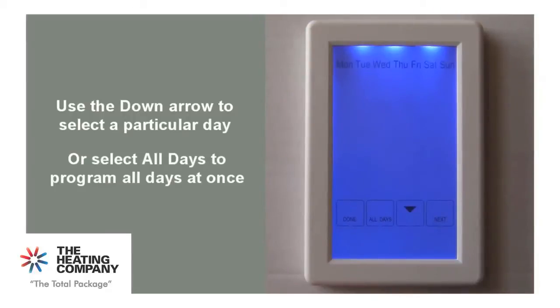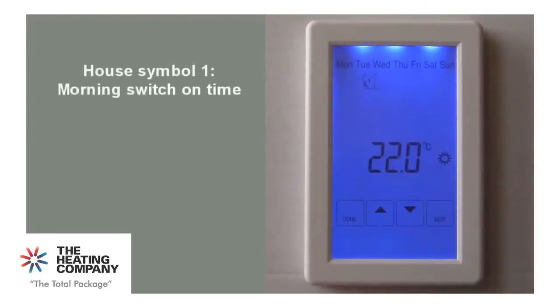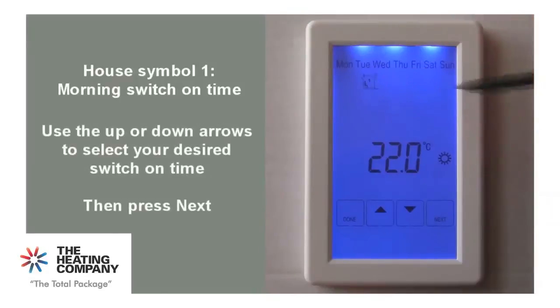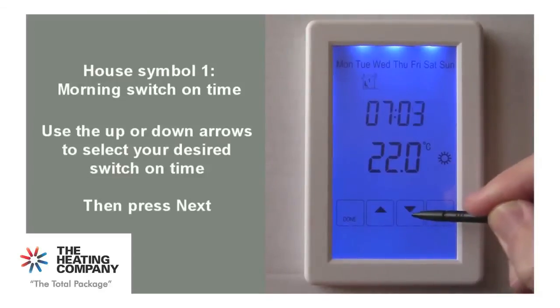You will see all of the days of the week flashing on the top of the display. Then press Next. The house symbol with a number 1 and a person inside will show at the top of the display. This is your floor's morning switch on time. Use the up or down arrow to select what time you would like your floors to warm up. In this case, we will choose 6:30 in the morning.